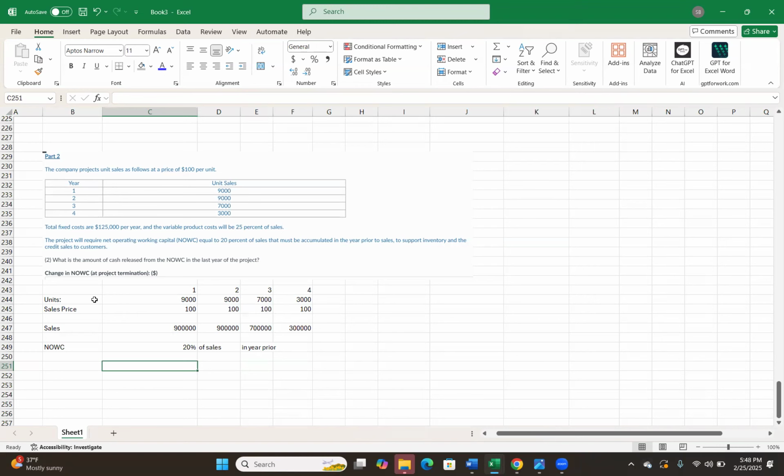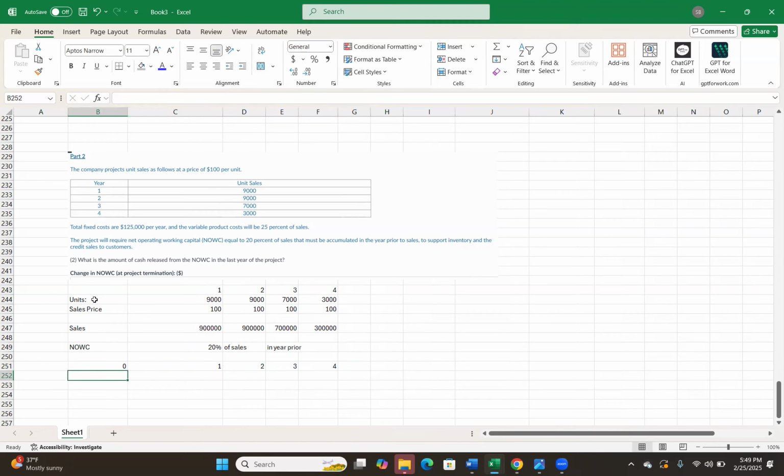Okay. Amount of cash released from the net operating working capital in the last year of the project. So the project requires net operating working capital equal to 20% of sales that must be accumulated in the year prior to sales to support inventory and credit sales to customers. So I don't need the 5, sorry. Okay, so that means that I'm gonna do 20% of next year's sales for my net operating working capital. So I'm gonna do 20% of my sales.